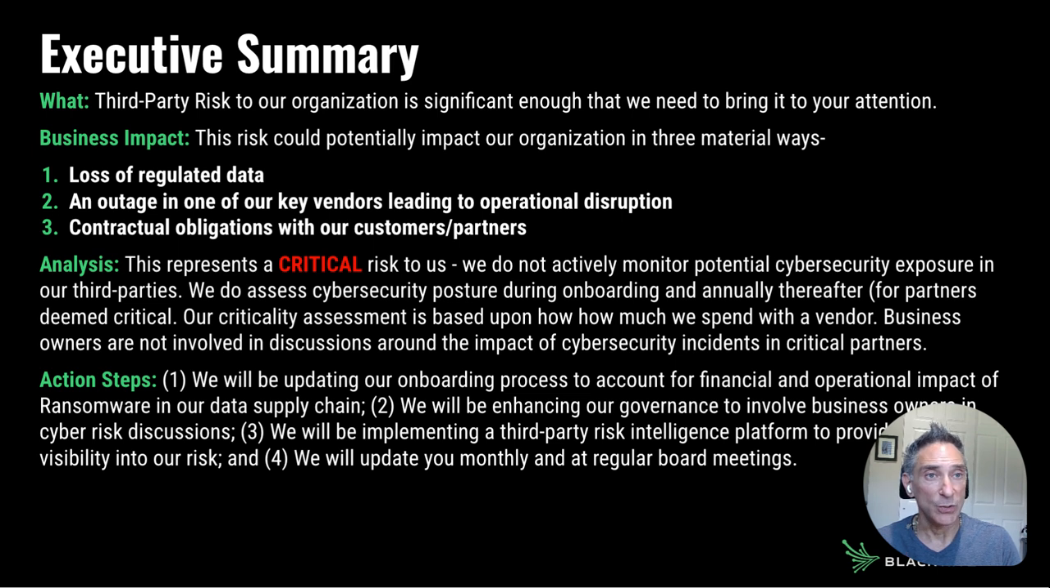So our action steps, what is it we are going to do? The first thing we're going to do is improve our onboarding process so that we can account for both financial, operational, regulatory, resilience impact of issues within our third-party ecosystem, whether it's ransomware or something else. The second action item, the step we're going to take, is to enhance governance so that our business owners are involved both upfront and during the life cycle of the relationship with these partners, critical partners, as well as those that are maybe non-critical, but still important to be able to deliver.